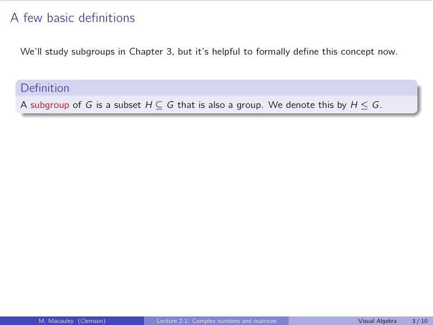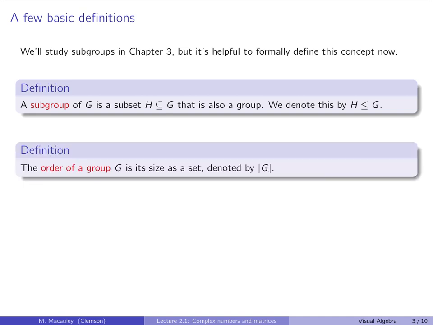The focus of Chapter 3 is the structure of groups, and one of the important concepts in there is that of a subgroup. So even though that won't be analyzed directly till Chapter 3, it's helpful to formally define this concept now. And I've mentioned it before. A subgroup of G is just any subset H that is also a group. We denote this with this less than or equal to symbol.